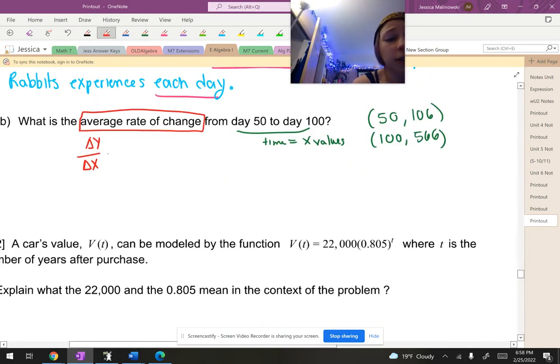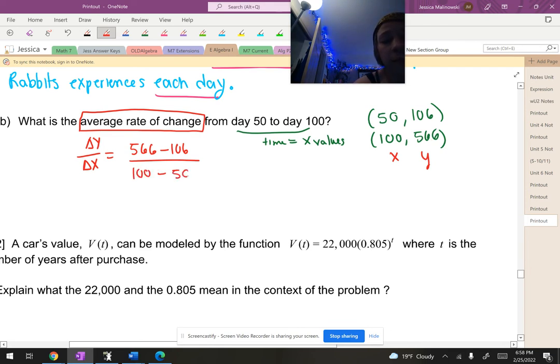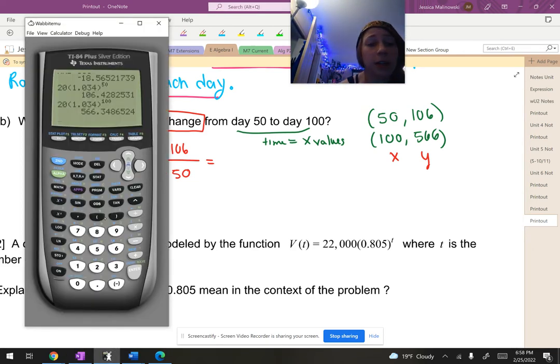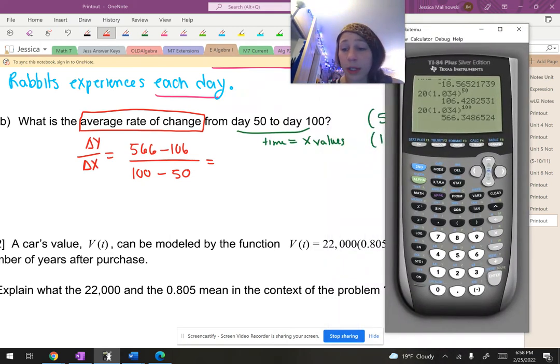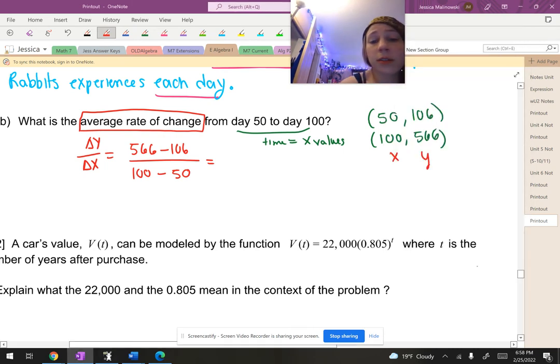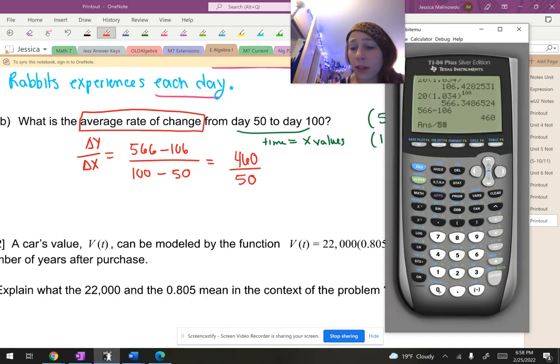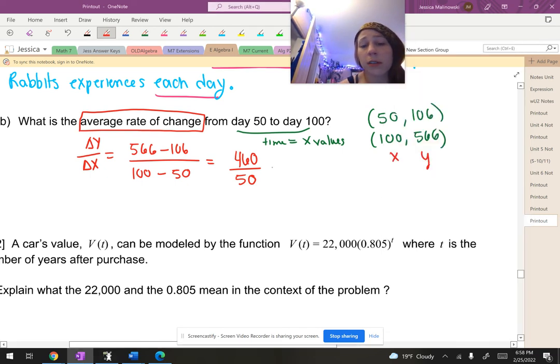Now that we have our y values, we can follow through with doing our change in y over our change in x. I took from this one first, so 100 and then 50. This should be a situation of growth. It should be a positive average rate of change because the rabbits are growing. We have a percent increase going on here. 566 minus 106 is 460 over 50. And yeah, I guess it makes sense.